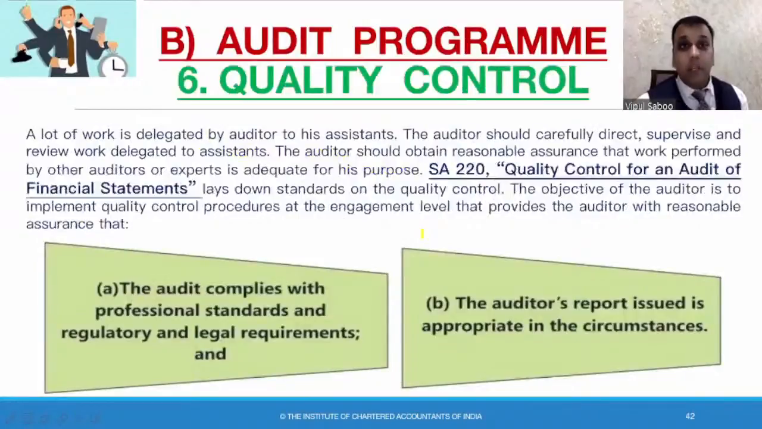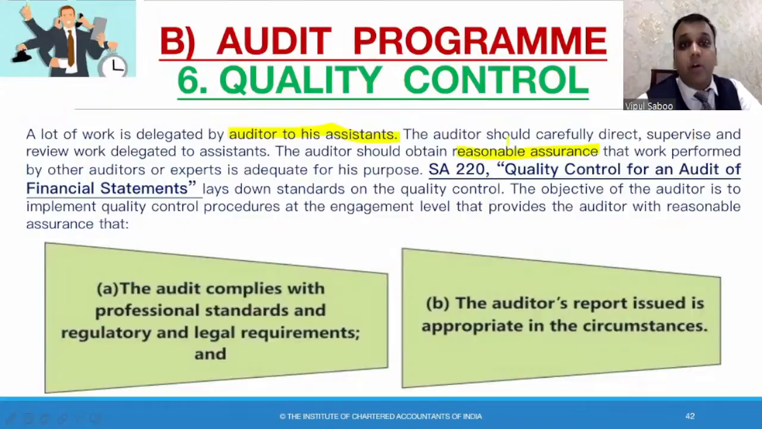Okay, Vrinda. So quality control. In an audit program, there should be provisions made for quality control. SA 220, quality control for an audit of financial statements. You might have done this in chapter 1. A lot of work is delegated by the auditor to his assistants. The auditor should carefully direct, supervise and review the work delegated to assistants. The auditor should obtain reasonable assurance. What is reasonable? That can be proved to some extent. Absolute means as it is. Reasonable assurance, that can be proved with logic.